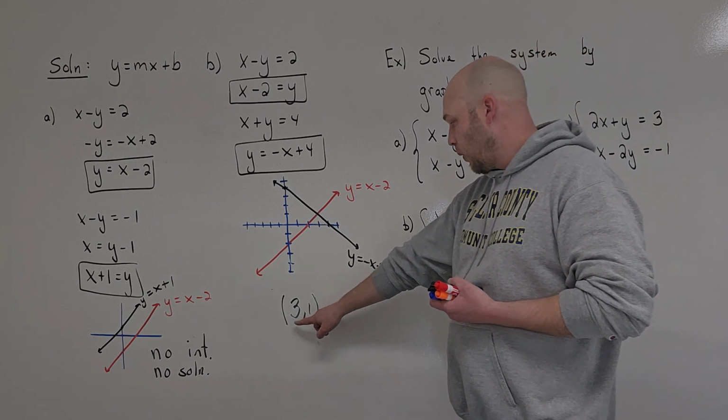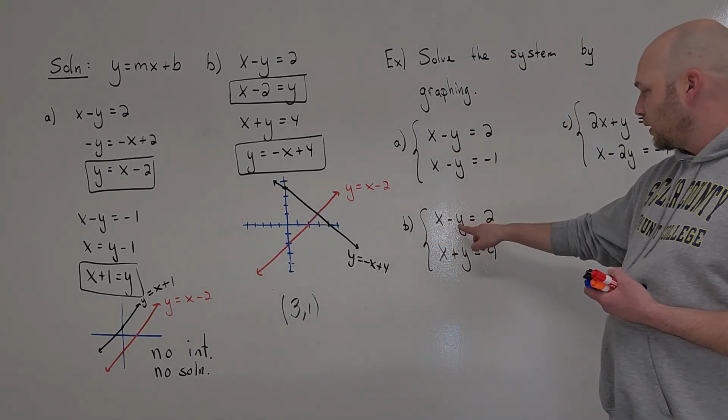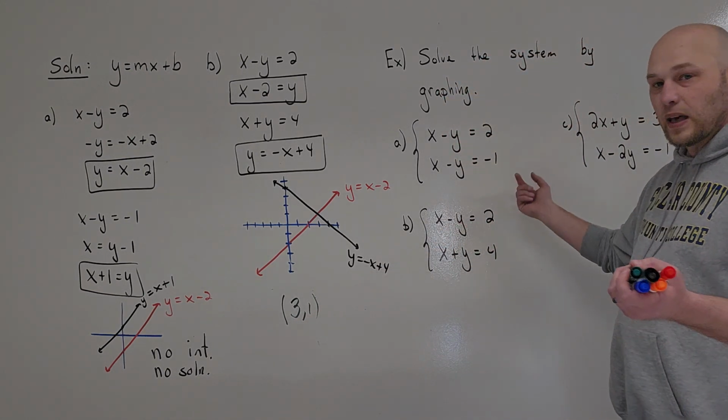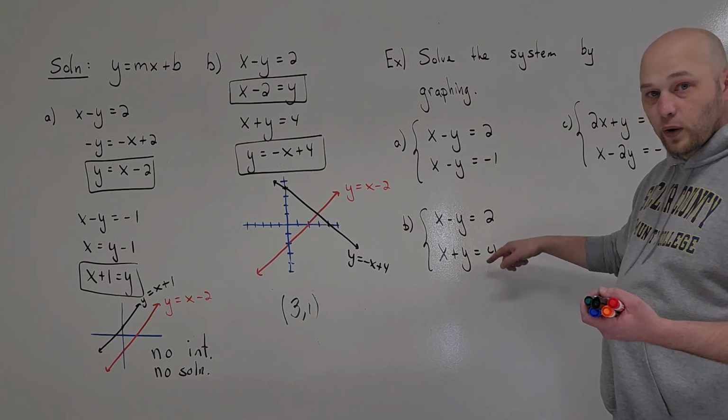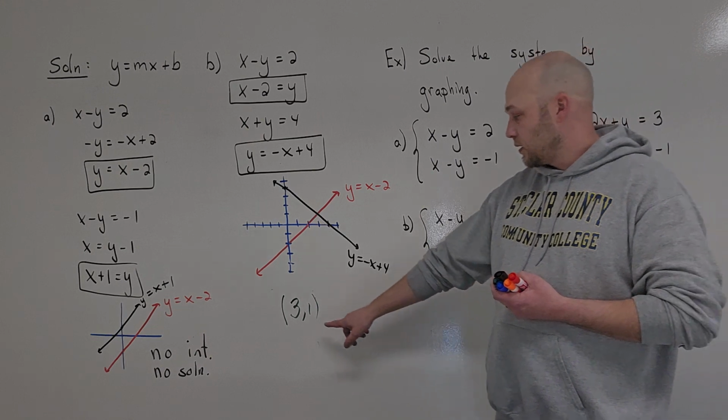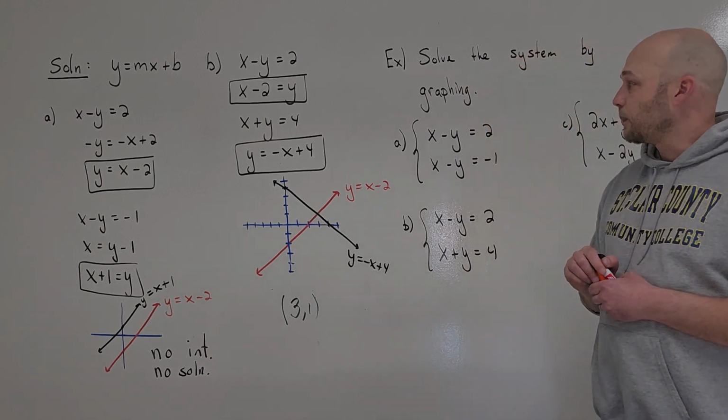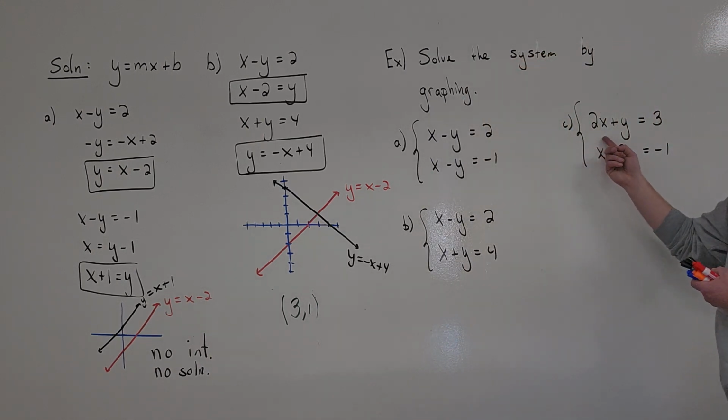X being 3, y is 1. If I take 3 minus 1, that's 2. 2 equals 2. That checks out. Down here, 3 plus 1 is 4. Over here, I've got 4, so that checks out as well. Therefore, this is, in fact, the solution to that system. All right, finally, let's look at the graph for part C.